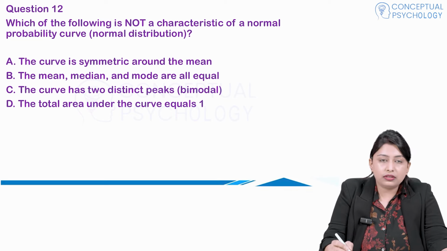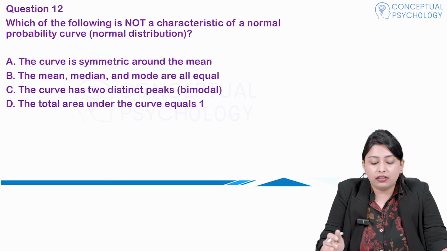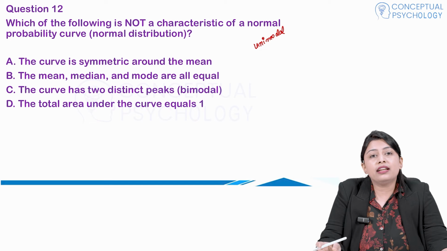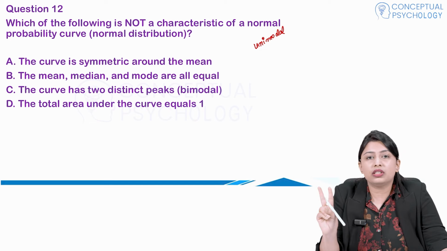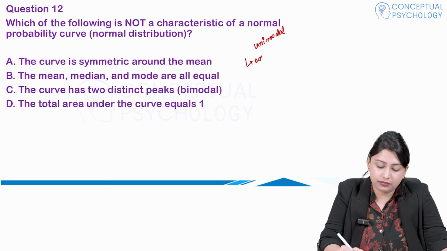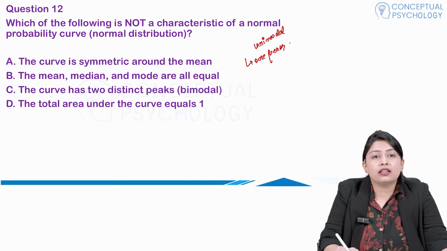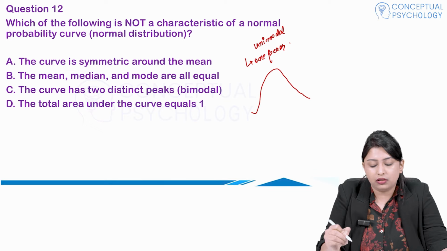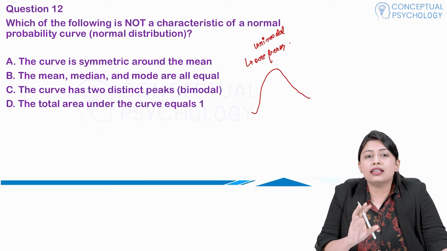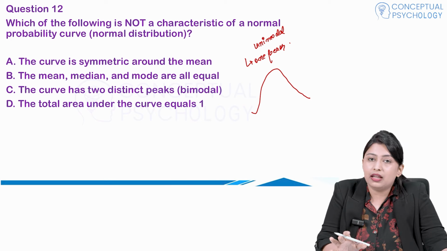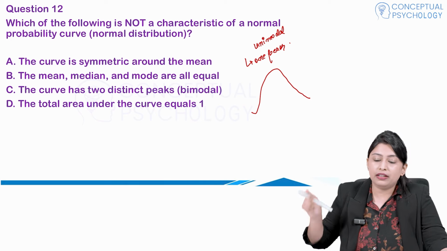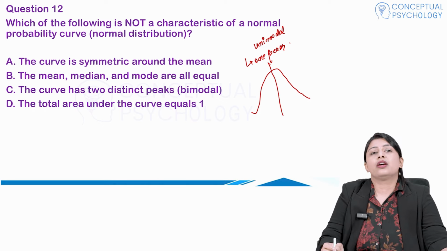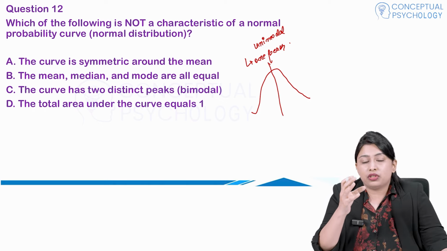So as we all know, the normal probability curve is unimodal, meaning it has only one peak, not two distinct peaks. Right. So the characteristic bell shape of the normal distribution has a single maximum point at the mean, with the curve tapering off symmetrically on both the sides.